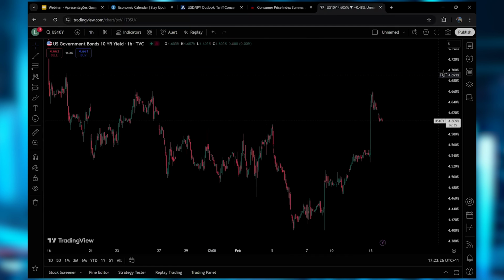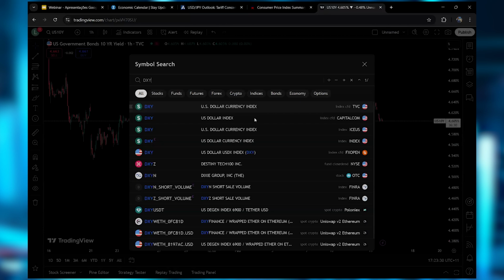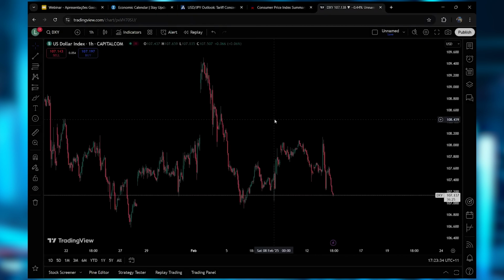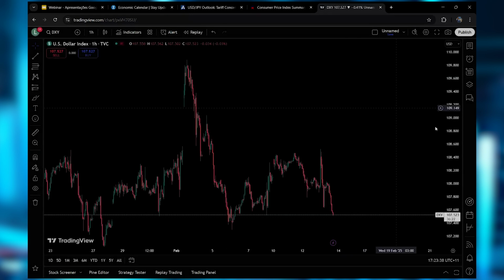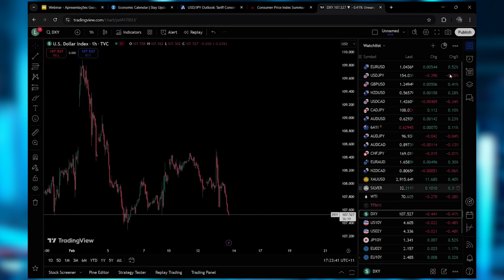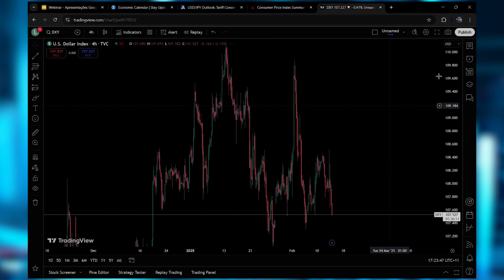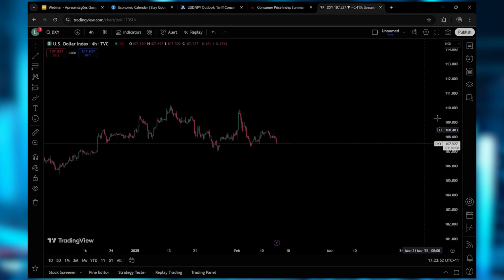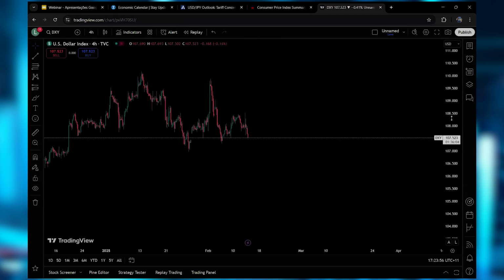So that's US 10 years, DXY. I think that's the wrong price. Wow, is it? Yeah, that's correct. Interesting. Okay, let me go to the 4-hour. There you go. So we're seeing quite a big steep decline. What's happening on my chart?